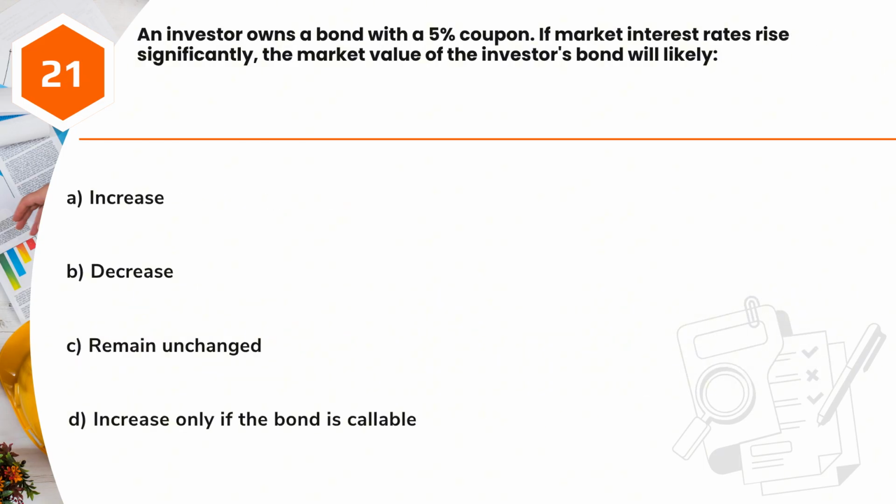Question 21. An investor owns a bond with a 5% coupon. If market interest rates rise significantly, the market value of the investor's bond will likely A. Increase. B. Decrease. C. Remain unchanged. D. Increase only if the bond is callable.